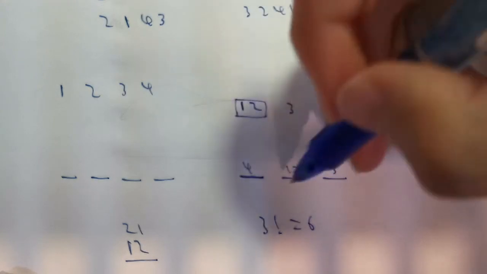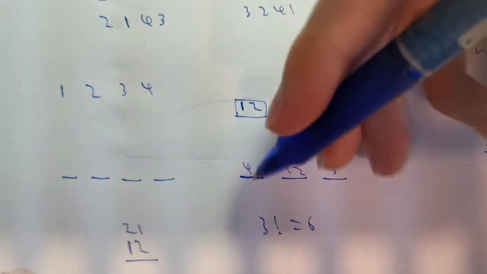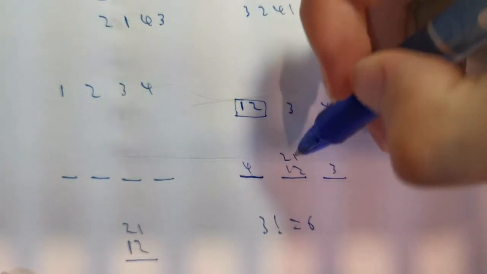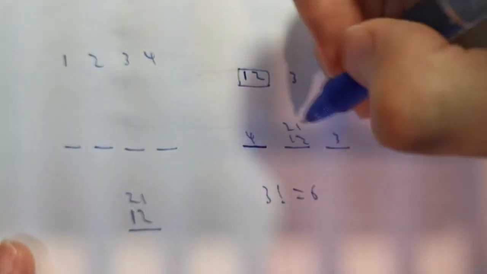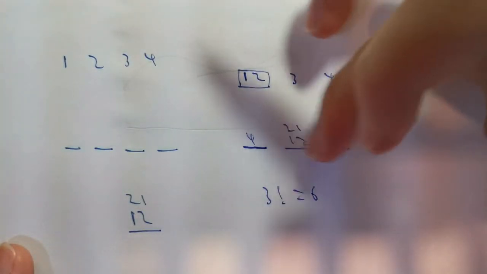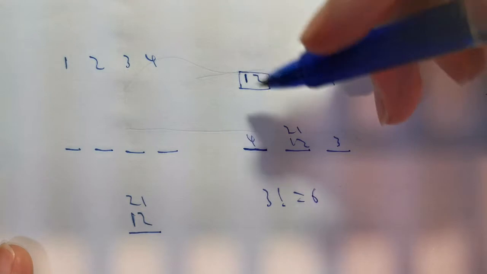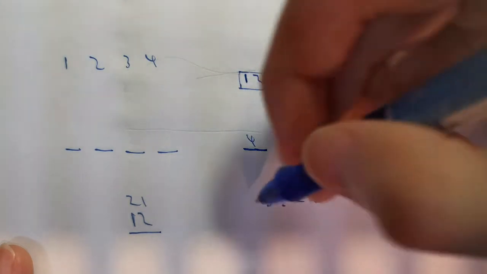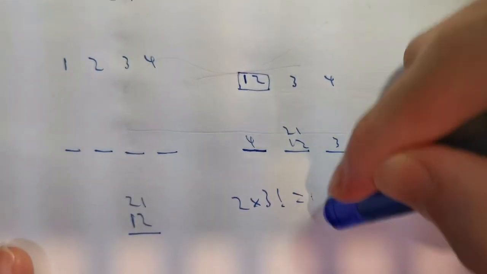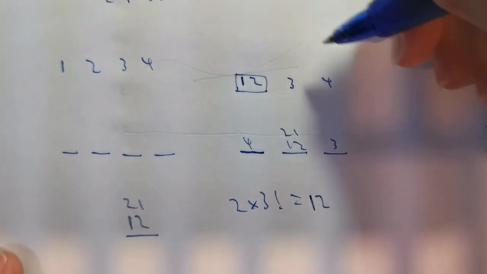So you keep them as one block first and slot them in, and then within the block, you choose either to keep it as 1, 2 or switch them around to 2, 1. Since there are 2 ways to do this, after you slot in the 3 and 4, you then choose what goes in this 1, 2 block. So there are 2 ways to do this, so there are 2 times 3 factorial, which is 12 ways.